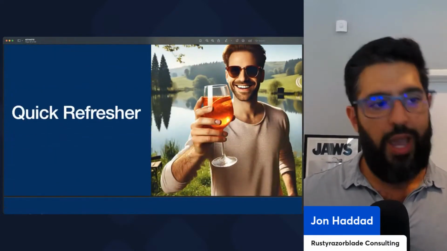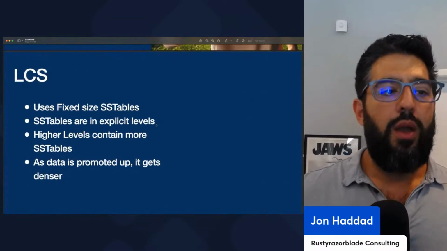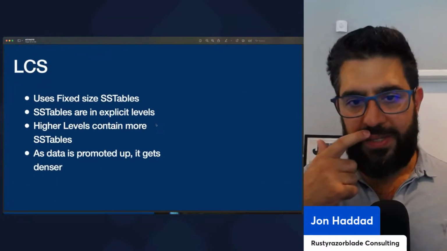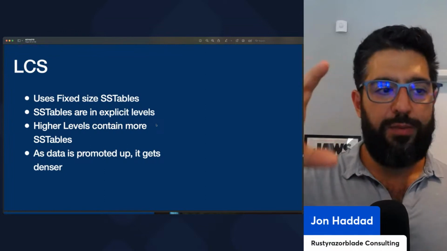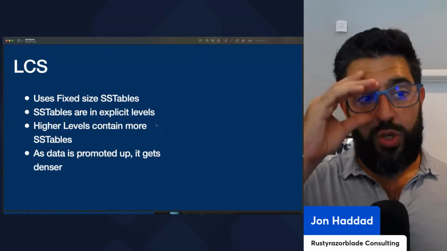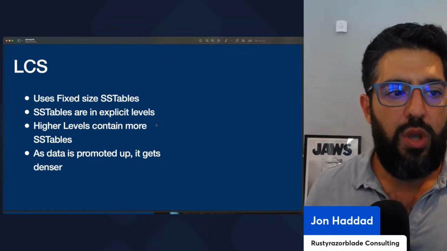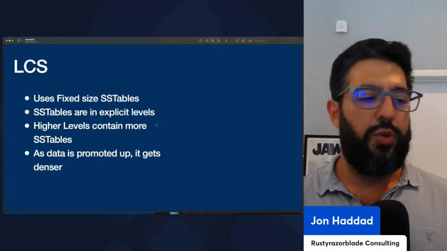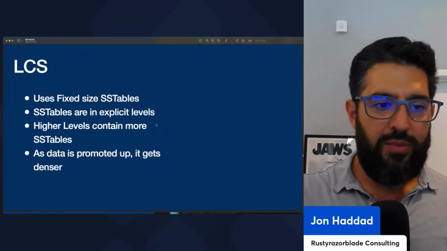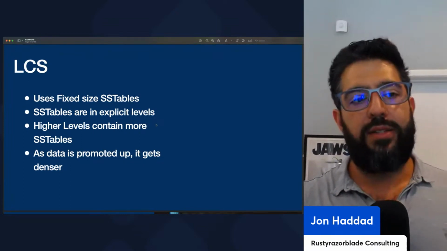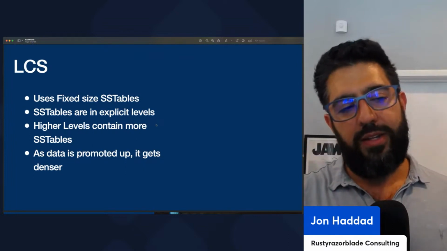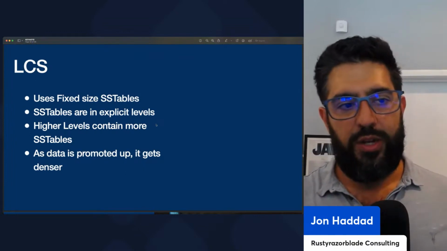So let's just do a quick refresher. The thing that's really nice about LCS is that it uses fixed size SS tables, keeps them nice and small. You can specify what size you want to use. But the thing that's really interesting here is that SS tables are grouped into explicit levels. New SS tables are dropped into L0. They get compacted together a bunch, and then they move into level 1. Level 1 gets compacted into level 2, 2 into 3, etc.